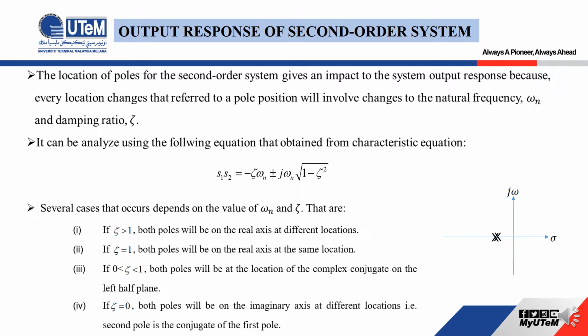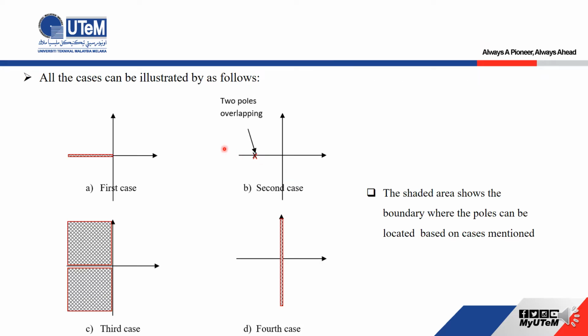If zeta is between 0 and 1, both poles will be at the location of the complex conjugate on the left half plane. And if zeta is equal to 0, both poles will be on the imaginary axis at different locations, like this. All the cases discussed can be illustrated as follows.